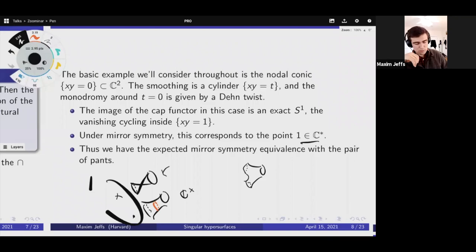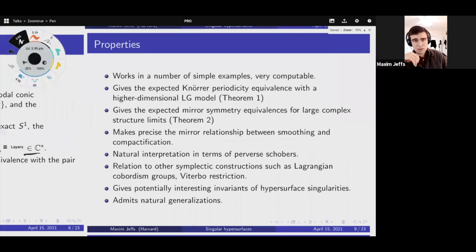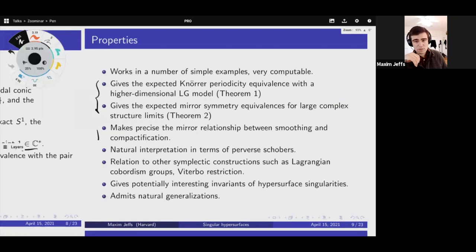Okay, so I want to advertise some properties of this definition. As you've seen, it works in a number of simple examples and one can compute it explicitly. Then I'll explain these two theorems as well, which are the good properties of this definition. It also has some other nice properties. There's this heuristic that the mirror to smoothing is compactification, and this makes it precise. There's also a number of other relationships to other symplectic constructions like Lagrangian cobordism, it gives potentially interesting invariants of hypersurface singularities. And there are also generalizations to complete intersections. Okay, so I might say a word about some of these later on, but those are some of the desirable features of this definition. And now I'll focus on two of them in particular.